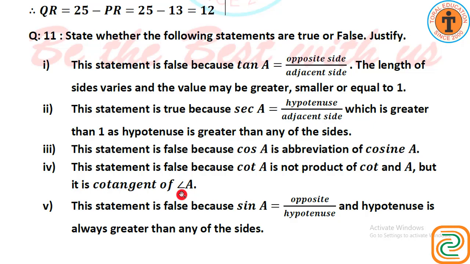Number 5: sin theta equals 4 upon 3 for some angle theta. Here again this statement is false because sin A equals opposite upon hypotenuse, and the opposite side or adjacent side can never be greater than the hypotenuse. The hypotenuse is always greater than any of the sides. Here 4 upon 3 is written, which is greater than 1. Therefore it is false.